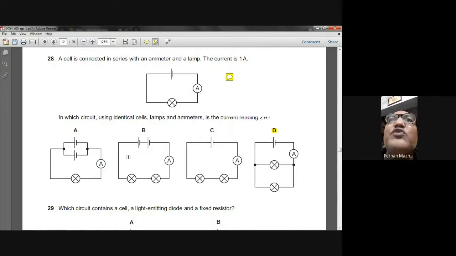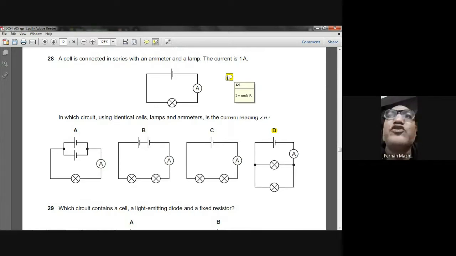Why not use this one? Because here you have doubled the EMF. If you use two cells, the EMF becomes double, and even then the current can be doubled. But the problem with diagram B is that here the resistance has also become double. So B cannot be the option. The reason is you doubled the EMF, but you have also doubled the resistance, so the current still will be 1 ampere.